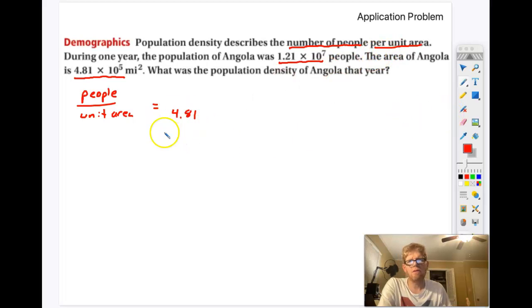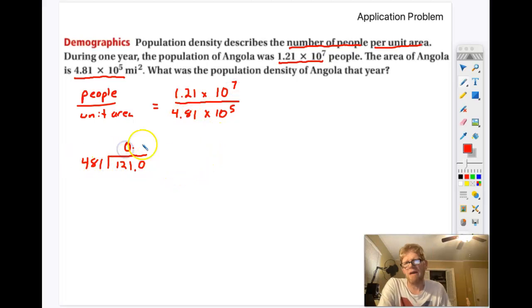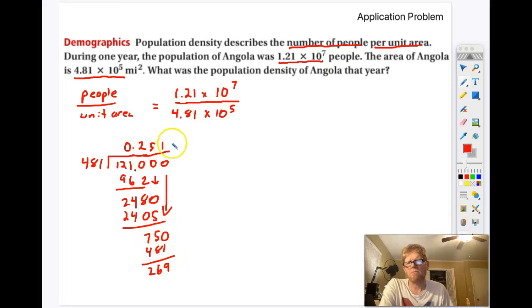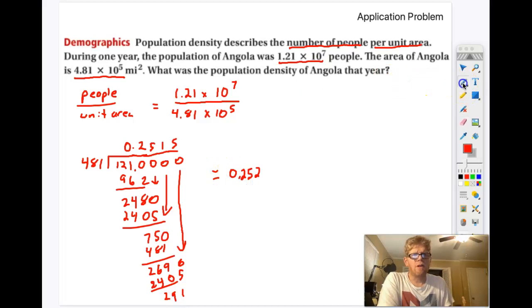4.81 times 10 to the 5th. And then the number of people, which is 1.21 times 10 to the 7th. Now we're going to have to use some long division here. We're going to say that it's 0.25. So let's write that down there. So it's going to be 0.252 times 10 to the what?